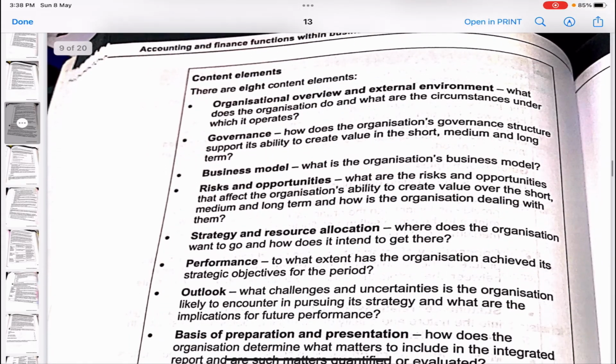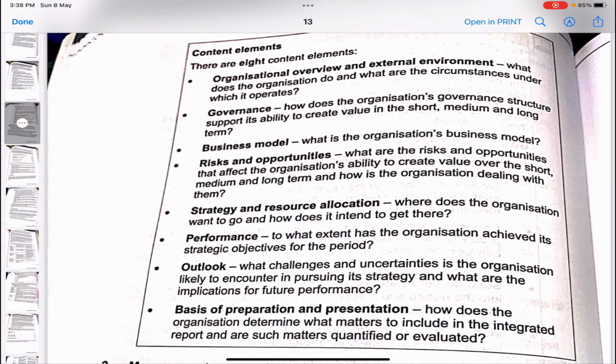Now let's see what the content elements are. So there are 8 content elements. The first content element is organizational overview and external environment. So what does the organization do and what are the circumstances under which it operates? Next is governance. How does the organization's governance structure support its ability to create value in the short, medium, and long term? And then we have business model.